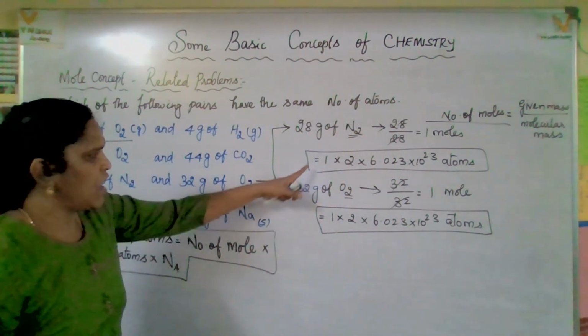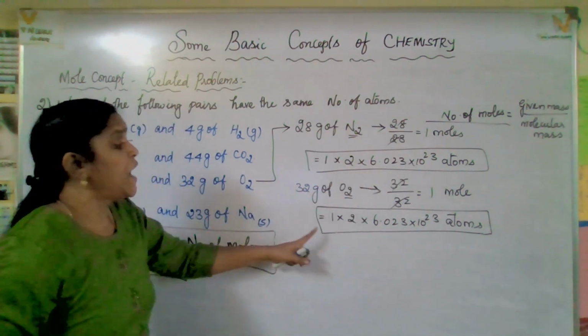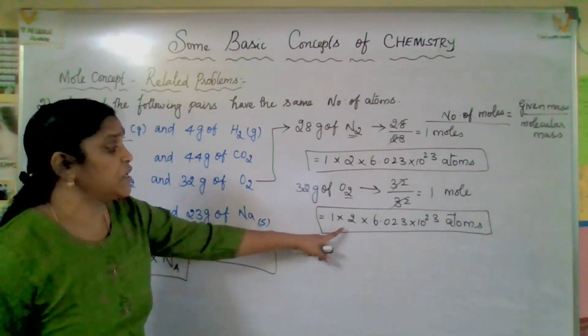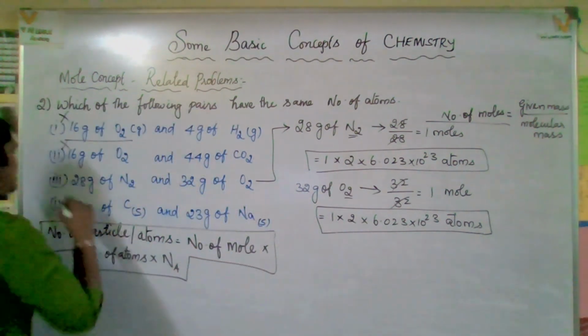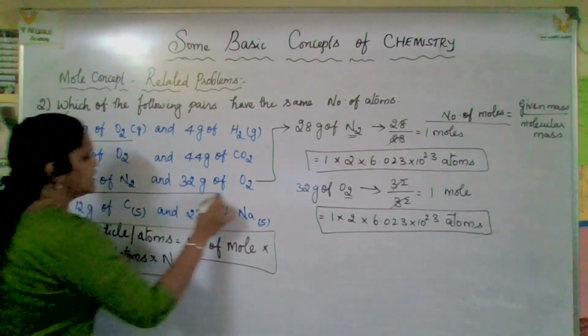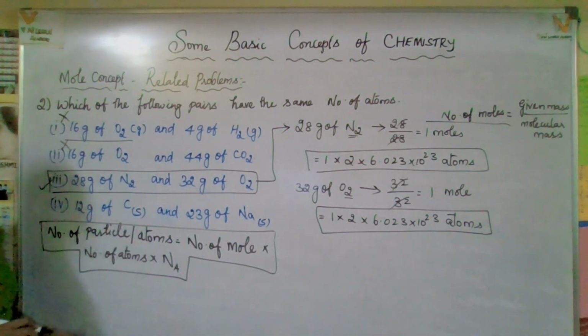Okay. Now here it is 1 into 2 into 6.023 into 10 to the power of 23, and here also the same, 1 into 2 into 6.023 into 10 to the power of 23. Yes, this pair has the same number of atoms. Let us find out the last one also.